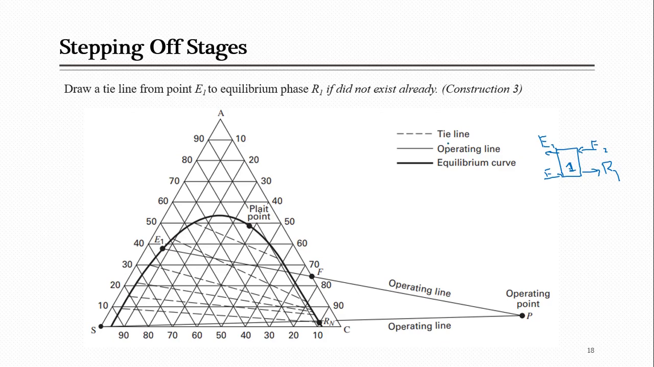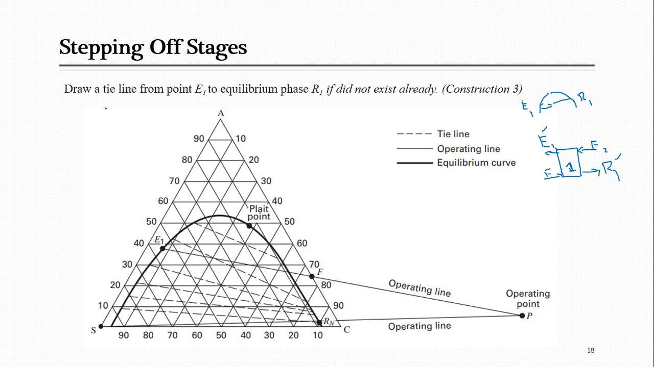E1 and R1 are in equilibrium with each other, and when we say they are in equilibrium, they can be connected through a tie line. So overall, on the binodal curve, on one side E1 is located, and on the other side there will be R1, connected through the tie line and in equilibrium with each other. This indicates that the system has one stage, in which extract and raffinate leave and are in equilibrium with each other.